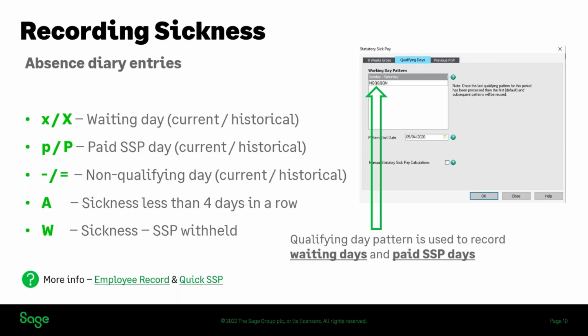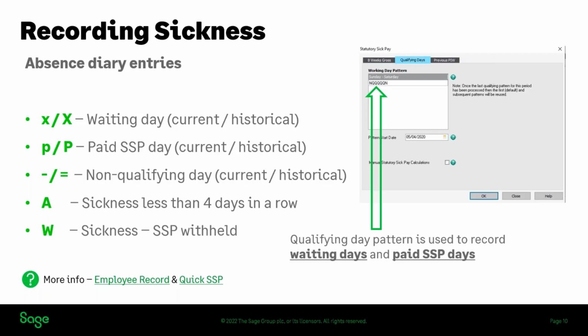And on the right-hand side there's a bit of a screenshot. So we talked about the qualifying day pattern, and that's the working day pattern basically. And this is what's used to determine what days are qualifying and what days are not qualifying. Now it works from a Sunday to Saturday basis. So you can see in the example there, we have N followed by 5 Qs followed by N. That's your standard Monday to Friday working pattern.